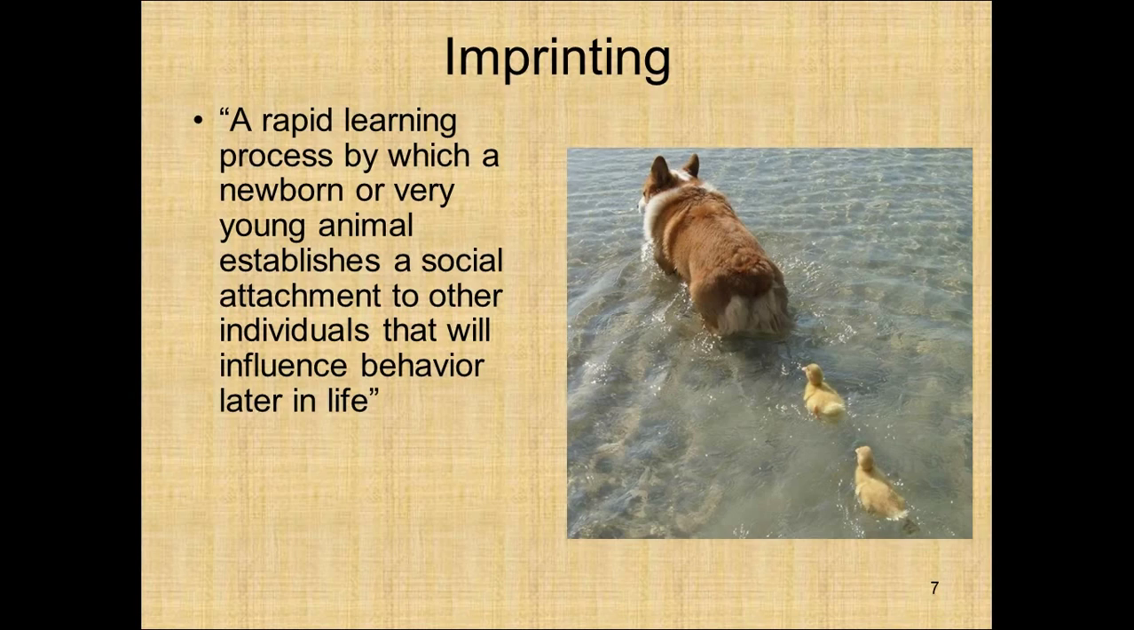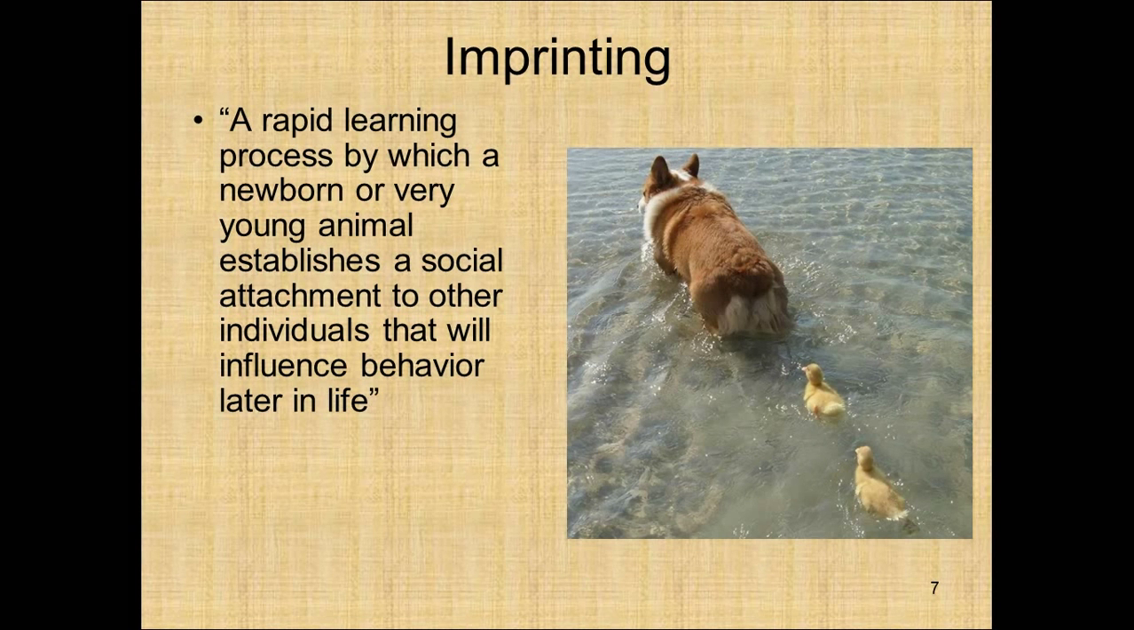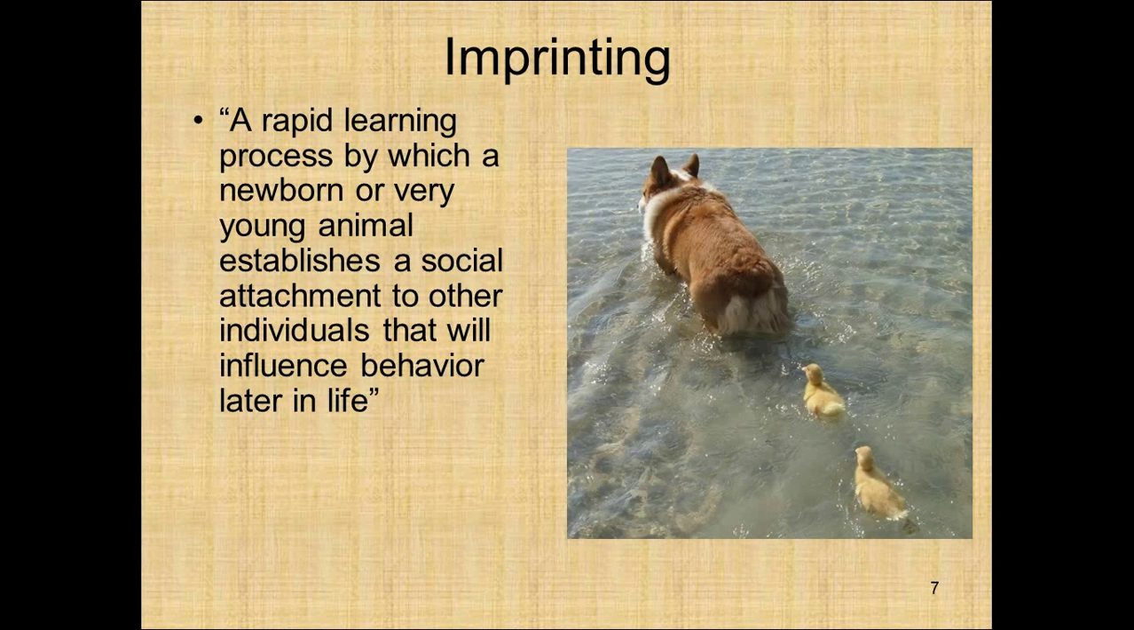If their real mother isn't around, they will imprint on the first living organism that they see. So in this case, these ducklings have imprinted on the dog. The problem with these types of imprinting is the babies that imprint on the wrong adult will receive the wrong information and will have difficulties as they grow up.